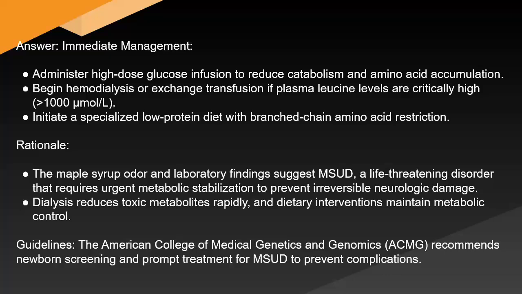Answer: immediate management. Administer high-dose glucose infusion to reduce catabolism and amino acid accumulation. Begin hemodialysis or exchange transfusion if plasma leucine levels are critically high, 1000 mmol. Initiate a specialized low-protein diet with branched-chain amino acid restriction. Rationale: the maple syrup odor and laboratory findings suggest MSUD, a life-threatening disorder that requires urgent metabolic stabilization to prevent irreversible neurologic damage. Dialysis reduces toxic metabolites rapidly, and dietary interventions maintain metabolic control. Guidelines: the American College of Medical Genetics and Genomics recommends newborn screening and prompt treatment for MSUD to prevent complications.